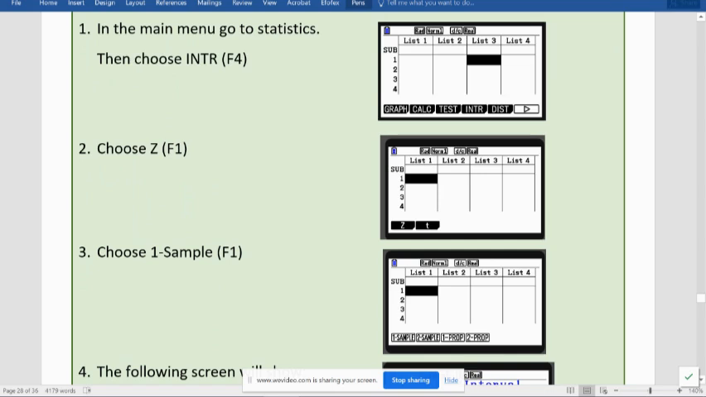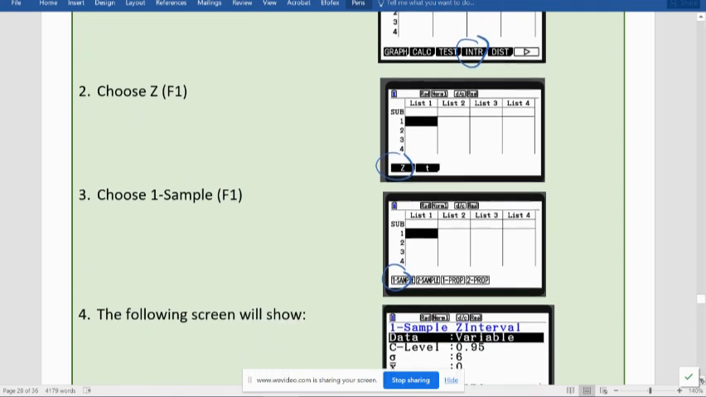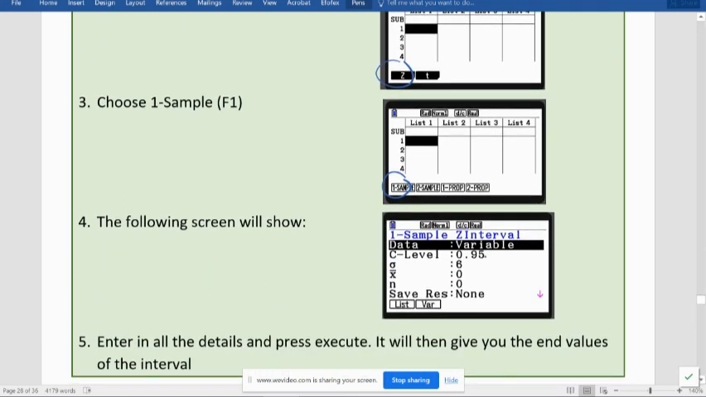So just got to realize it's not distribution here, it's interval. So when you're in the stats menu, just hit interval, okay, and then you hit Z, and then it's 1 sample, okay, and then you'll get your screen, and it's pretty obvious. You put your confidence interval in, you put the standard deviation that has to be given, actually. I haven't explained that yet.